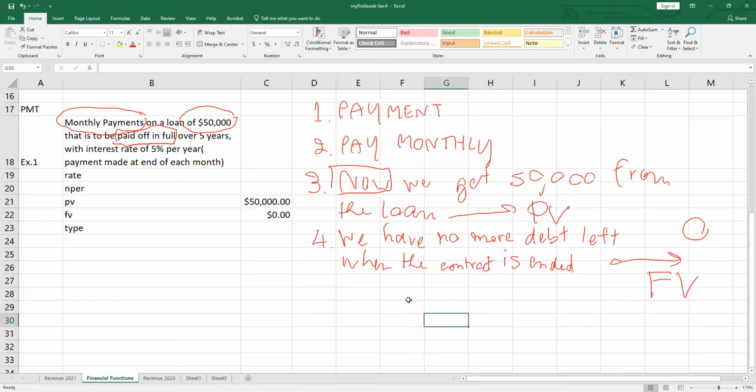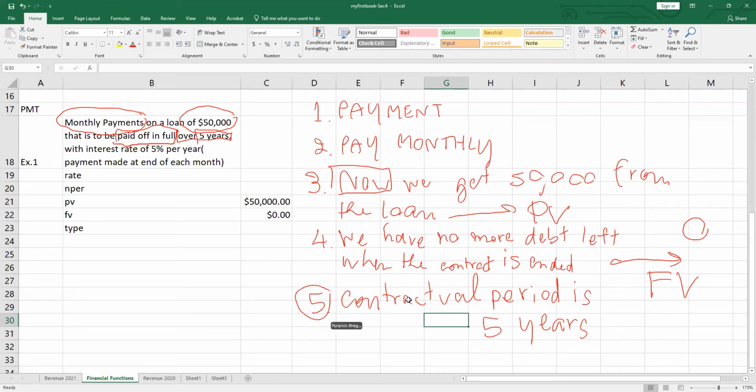Next, over 5 years, we paid in full over 5 years. That means 5 years is the contractual period. What does this number 5, item number 5, tell us? It tells us that, when the contractual period is 5 years, how many times do you have to pay? If you remember, in item number 2, we said that we pay monthly, and the contractual period is 5 years.